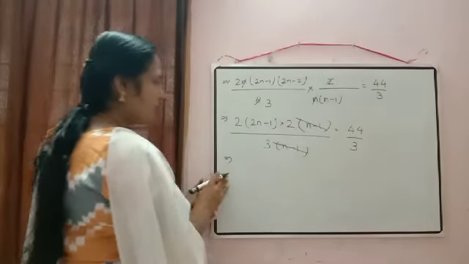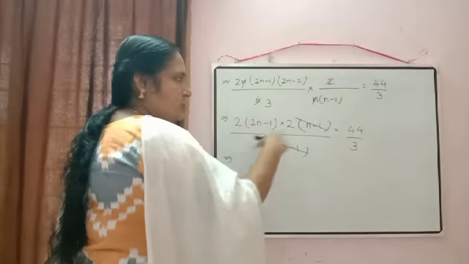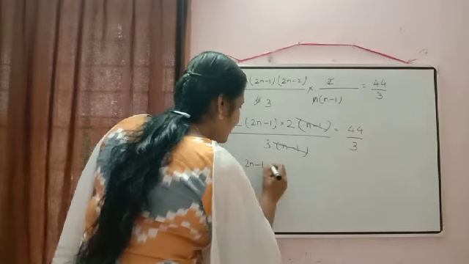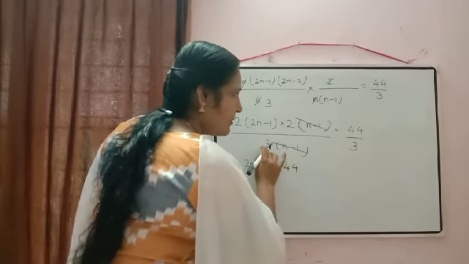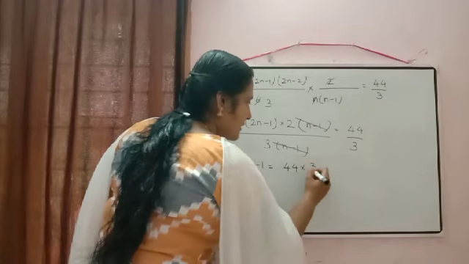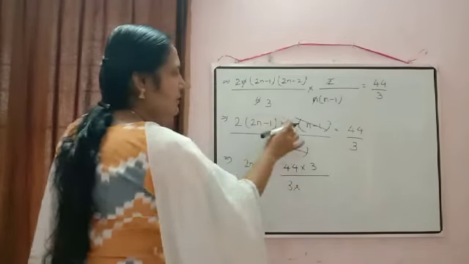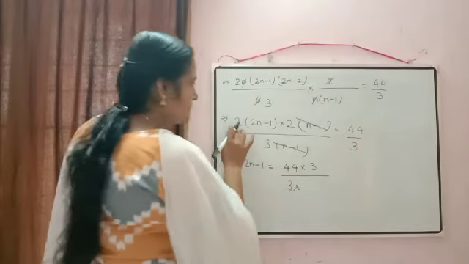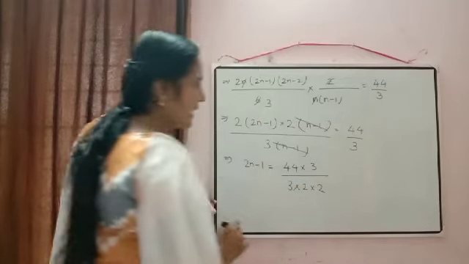Now we have to find the value of 2n. So except this expression, the rest we can shift to the right hand side. Then it will come 2n minus 1 is equal to 44. If it is in the denominator, it will go to the numerator by 3. The numerator will go to the denominator when you are changing the position. So this 2 and these two both shifted to the right hand side there.